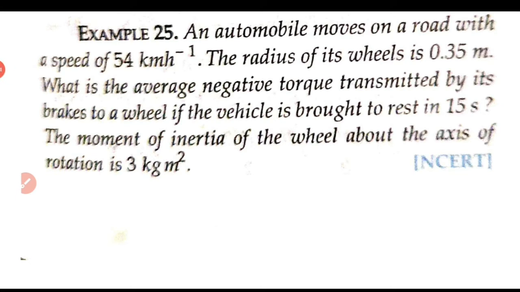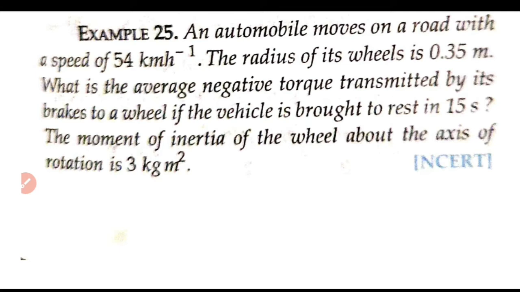Next problem. An automobile moves on a road with a speed of 54 km per hour. The radius of its wheels is 0.35 meter. What is the average negative torque transmitted by its brakes to a wheel if the vehicle is brought to rest in 15 seconds? The moment of inertia of the wheel about the axis of rotation is 3 kilogram meter square.